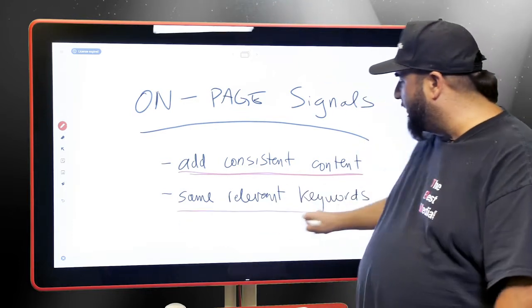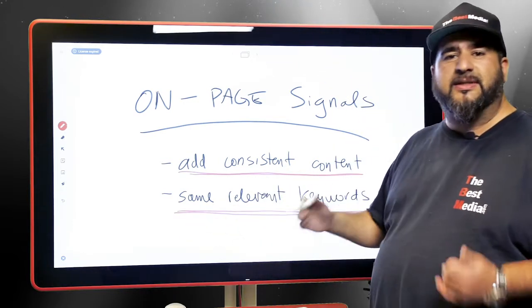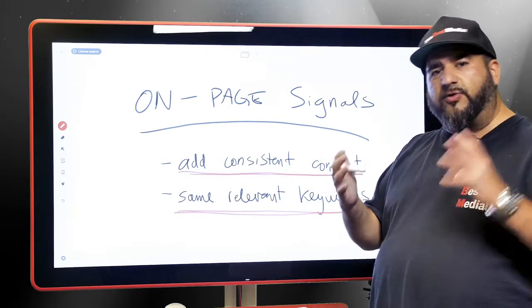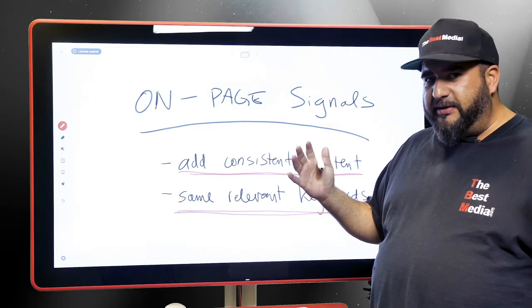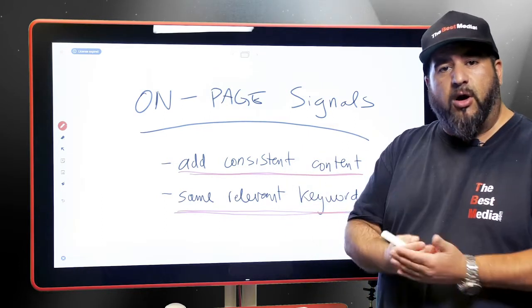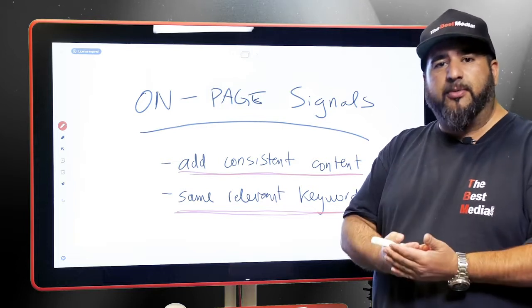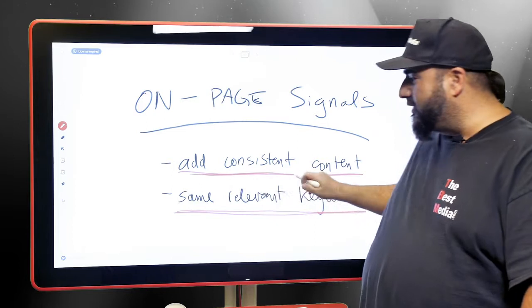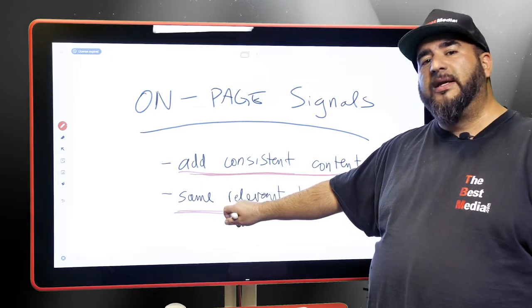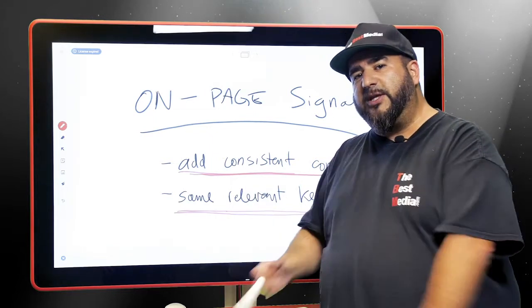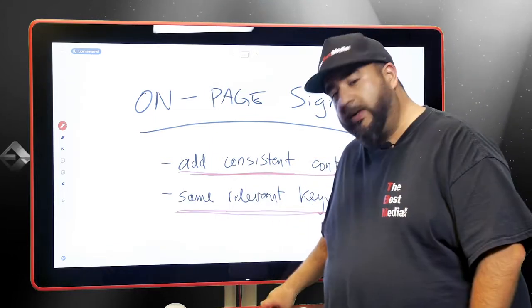And then make sure that the content uses the same relevant keywords as your website. Google will see these two, so make sure they're not completely different, or else Google will be confused. They won't be sure if you are a legitimate, reputable business it wants to increase its rankings for. So add consistent content, make sure the same keywords are used both on your website and on your Google My Business page. Very important.